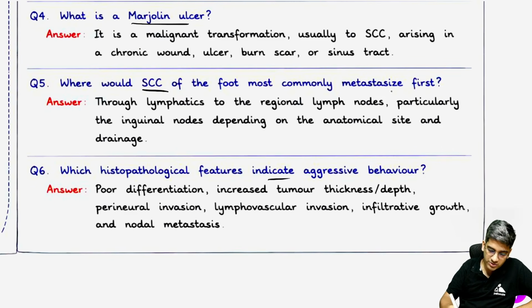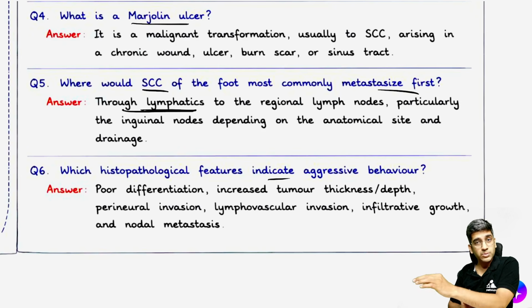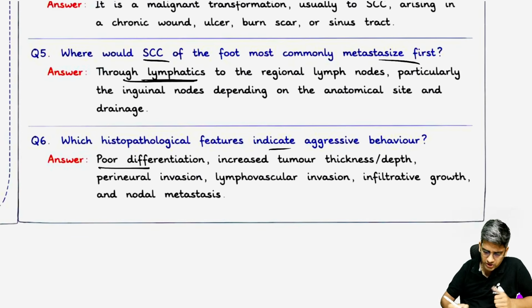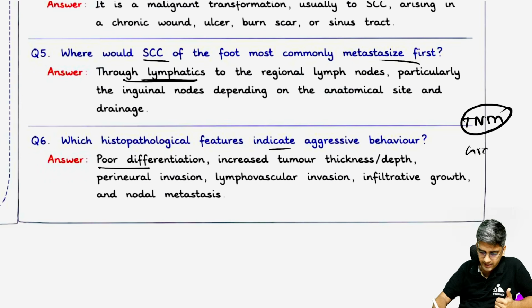Perfect. And how do they spread? It will almost always spread through lymphatics. So if you have a squamous cell carcinoma on the foot, it's a must for you to examine the inguinal lymph node to see whether the lesion has spread or not, if there's a lymphadenopathy present or not, right? Prognostic features, again, differentiation. This will never go out of fashion. TNM, grading, that's all. You can name it the way you want.